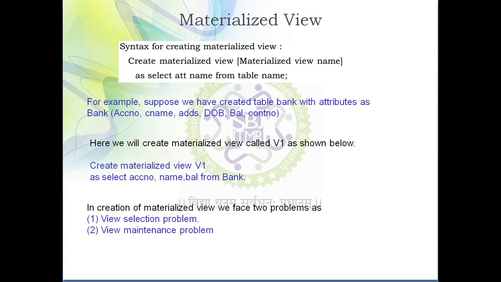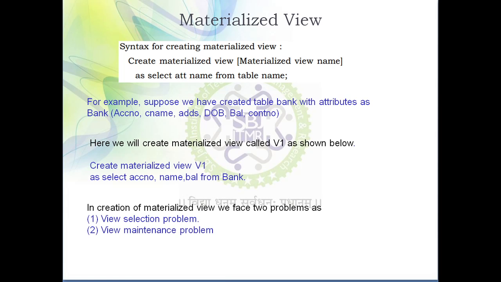Suppose you select data which is not used frequently, and you have created a materialized view with that. In that case, what is the problem? Your space is unnecessarily occupied, because a materialized view requires space, whereas a view does not, because a view is virtual in nature and a materialized view is physical in nature. So a materialized view requires space.